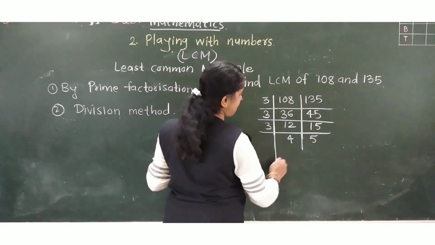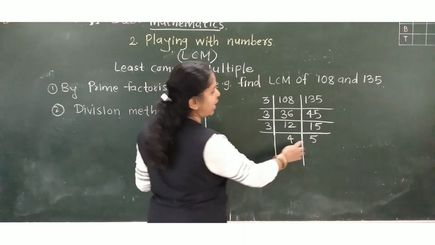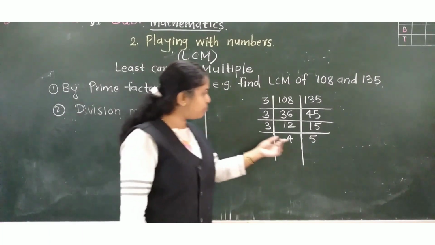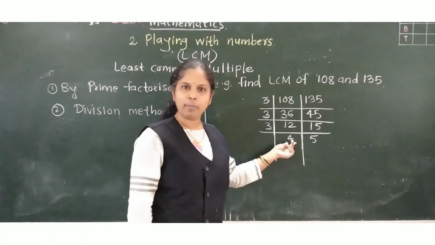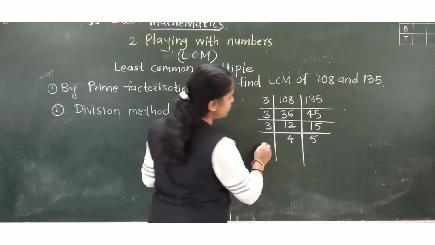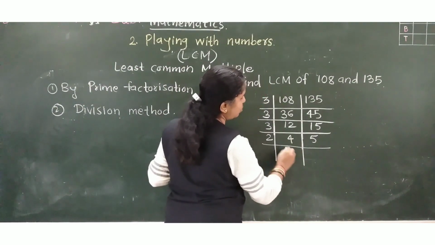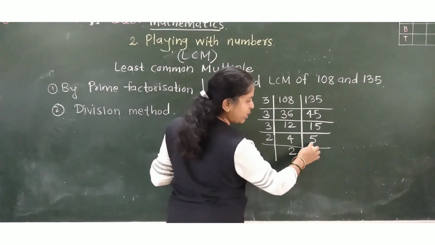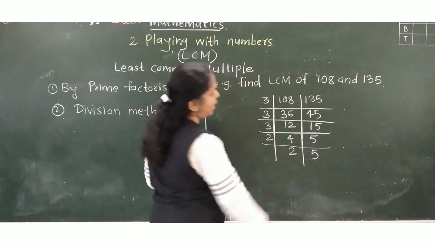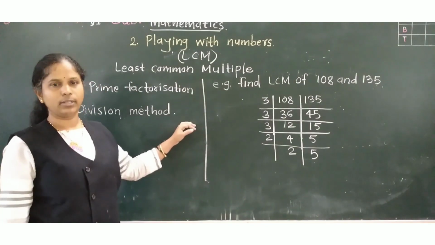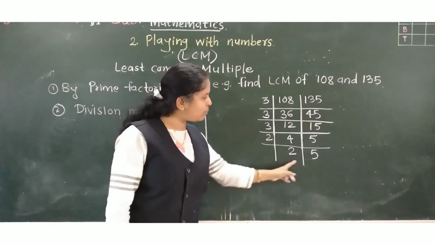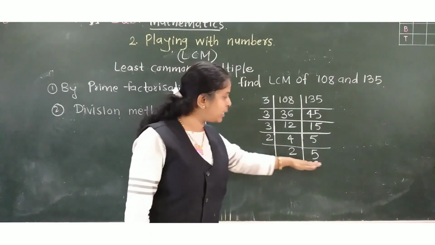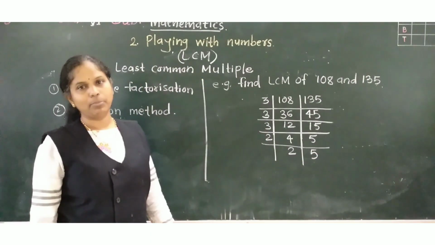Then now see, 4 and 5. They don't come in any other table. So 5 is not divisible. 4 is divisible by 2. So that also we will do. So 2 2s are 4. Correct? And as we cannot divide 5, write 5 as it is. Got it? Now see here, did we get all prime numbers? We have to go on dividing till we get all prime numbers everywhere.